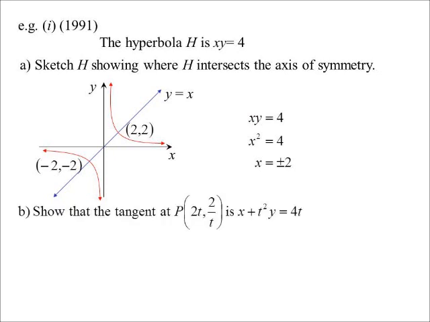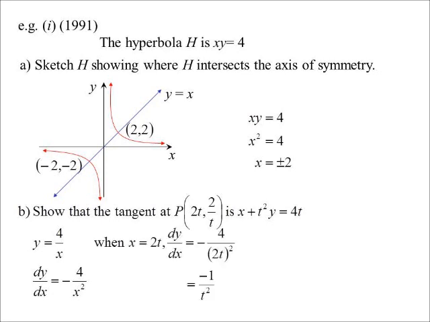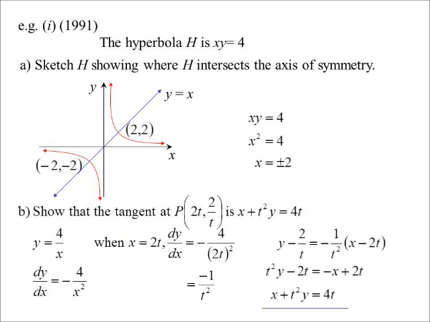It then said, alright, let's go and derive the equation of the tangent. So if we have to derive it, find the derivative, minus 4 on x squared. When x equals 2t, we get a slope of minus 1 on t squared. Point slope formula. And rearranging that, we get what they've asked for. So alright, still not too bad, the question.